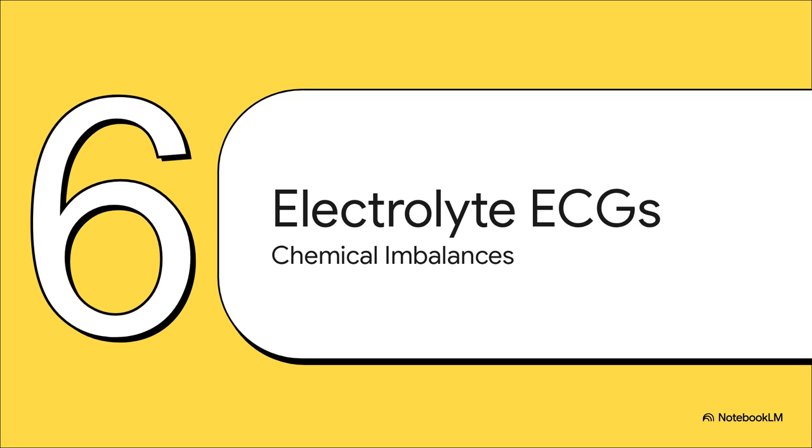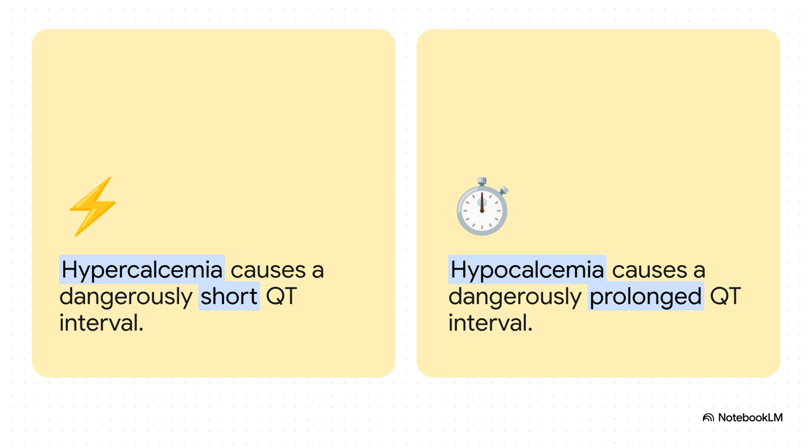And finally, Section 6, ECGs and electrolyte disorders. We're going to look at how chemical imbalances in the blood can physically alter the heart's electrical footprint. This one is a classic board question. Calcium levels have a direct, inverse relationship with the length of the QT interval. If calcium is too high, hypercalcemia, your QT interval shrinks down and gets dangerously short. On the flip side, hypocalcemia, or low calcium, stretches that QT interval way out. And that's bad news, because a prolonged QT puts the patient at extreme risk for deadly arrhythmias like Torsades de Pointes.